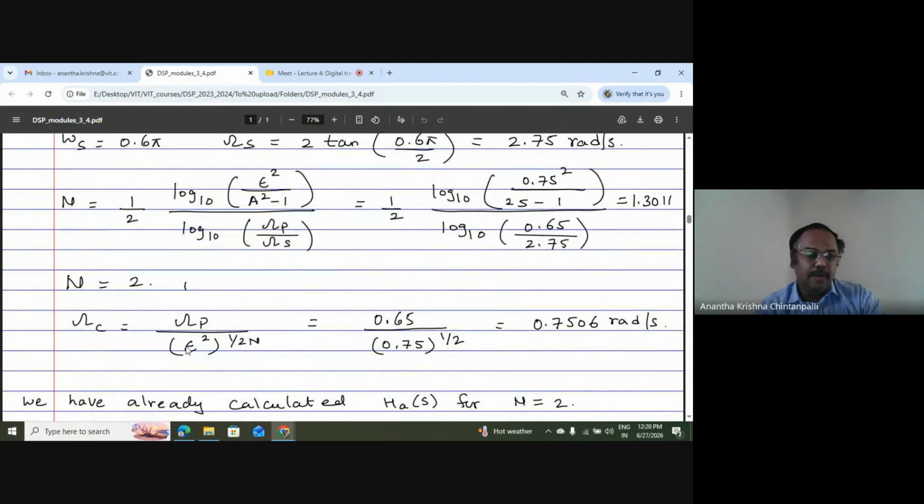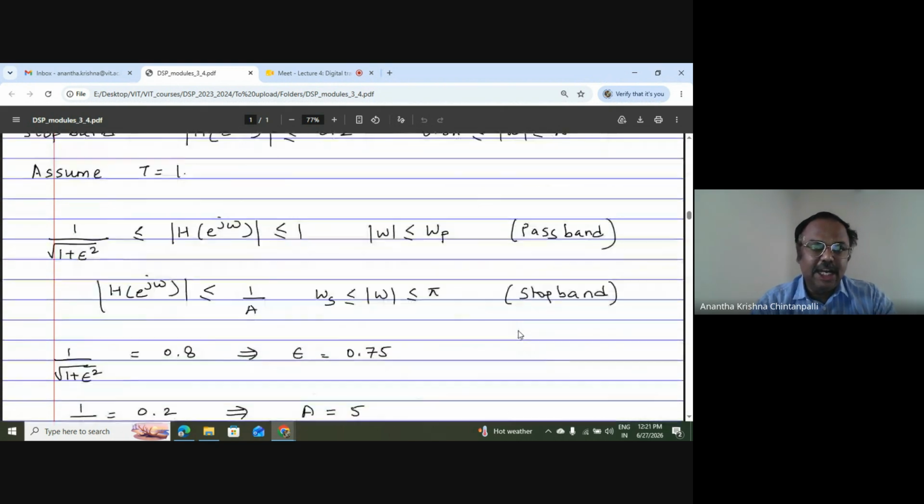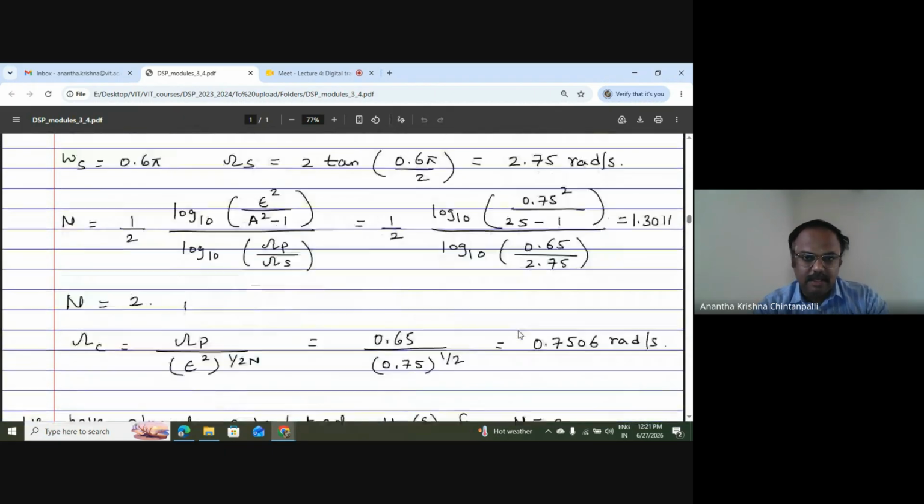Then you compute your omega c is equal to omega p divided by epsilon squared to the power of 1 over 2n. Substitute the value, and you are going to get 0.7506 radians per second. So this is the maximum computation which is required in terms of computing the filter order and omega c. In this case, it's a linear scale, so I apply the linear scale formula. If the expression was given in a dB scale, then I would apply a dB scale formula.